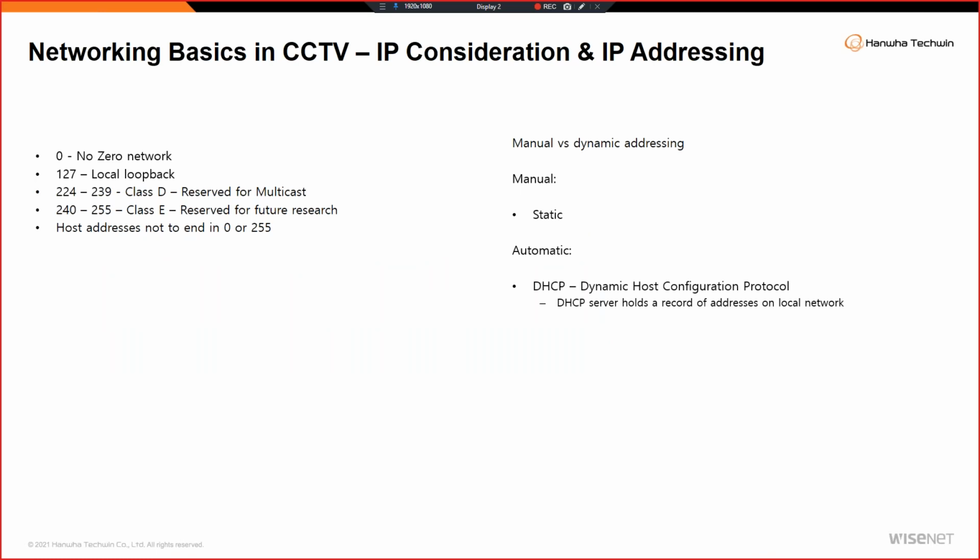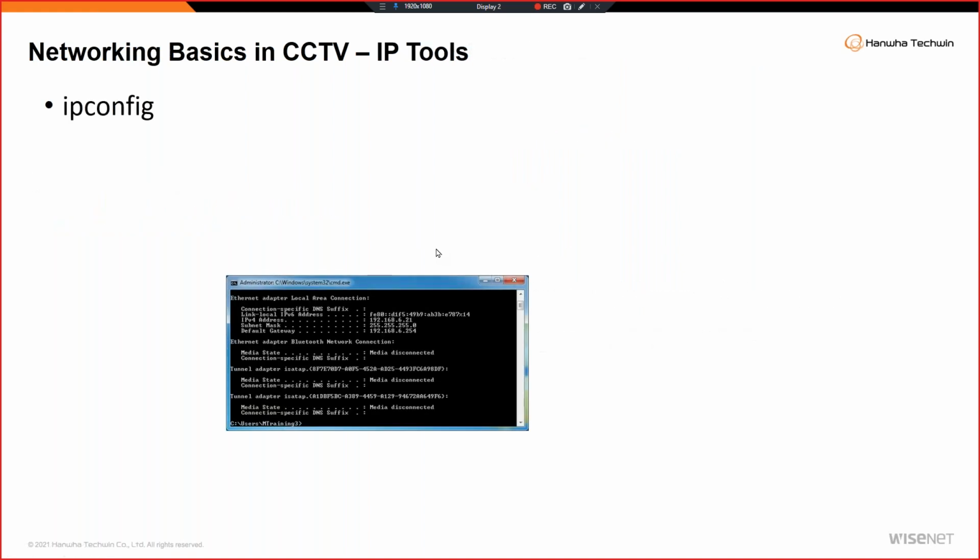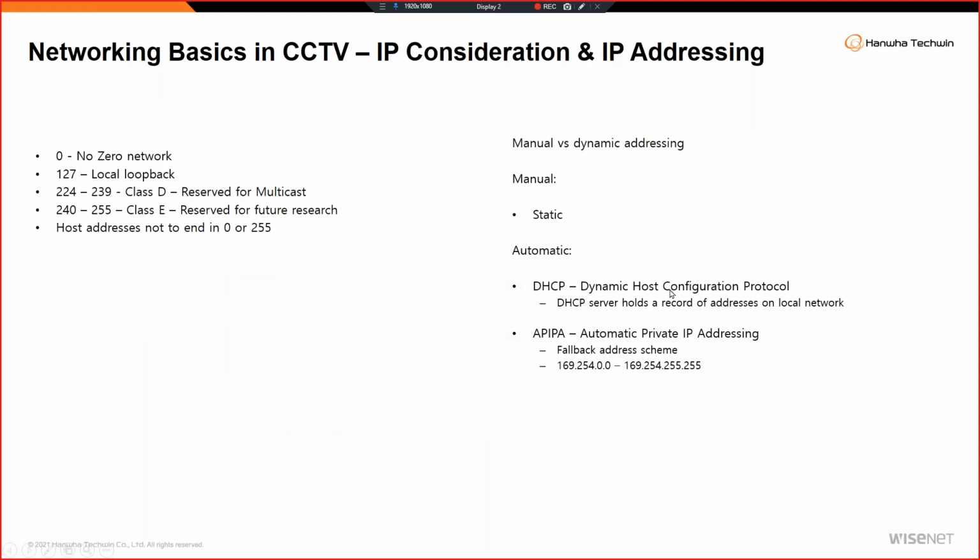Okay, how to set up the IP address? Usually the network manager or the IT manager will give you a scope: these are the IP addresses available, you can use them for your camera. Now the camera by default will come with a setting called DHCP, Dynamic Host Configuration Protocol. Just remember the word host. That means every camera requires an IP address.